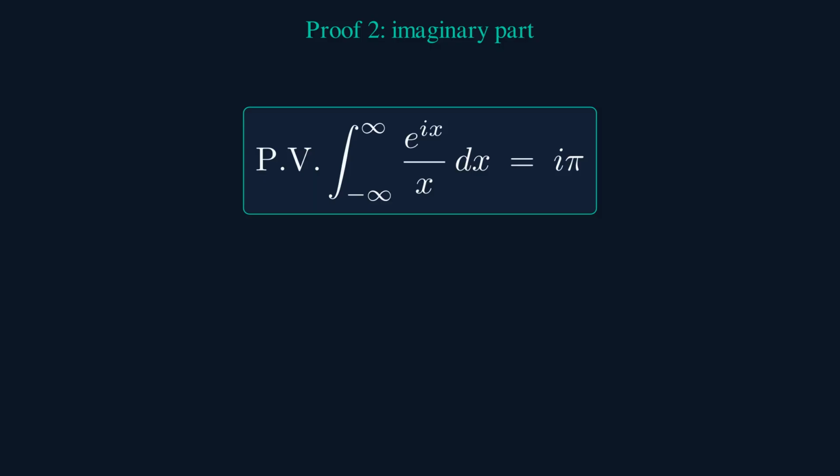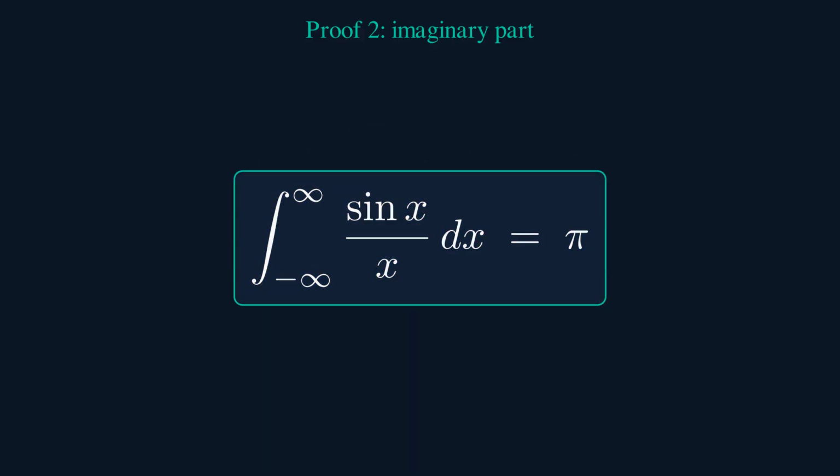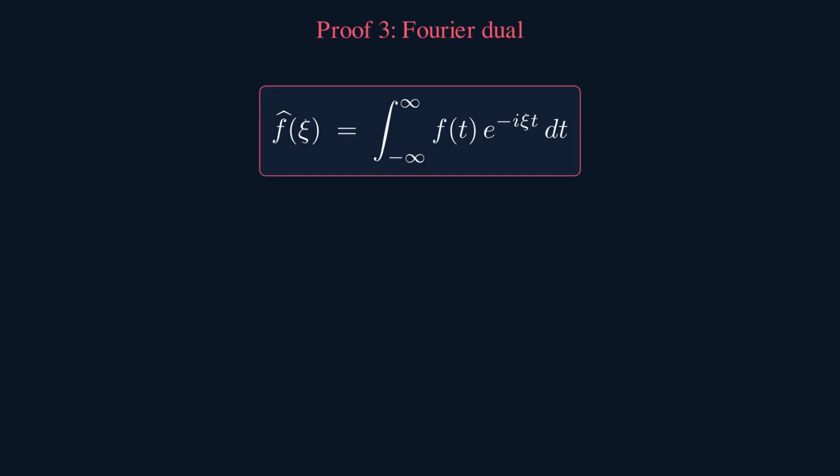Put the pieces together. The big arc is 0, the small arc is minus i pi, and the sum of everything is 0. So the two real segments, merged into a principal value integral, must equal i pi. Take imaginary parts of both sides. The cosine contribution is an odd function, integrated symmetrically, so it drops out, and the sine part reads the integral we started with. The integrand has the shape of a Fourier transform.